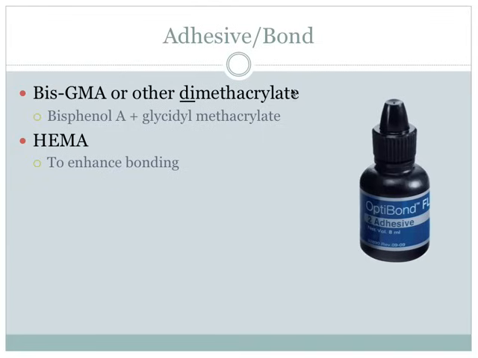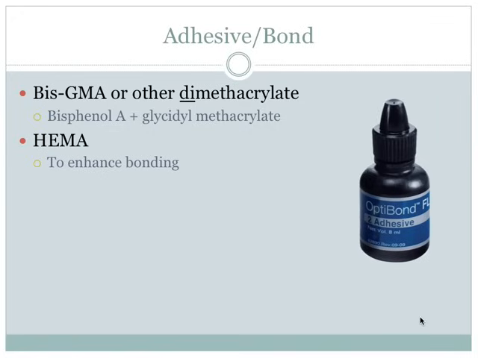And then we use adhesive or bond, which is filled with bis-GMA or another dimethacrylate, and HEMA. Basically, it's like a double stick tape that sticks between the tooth structure and the composite filling material to be placed.